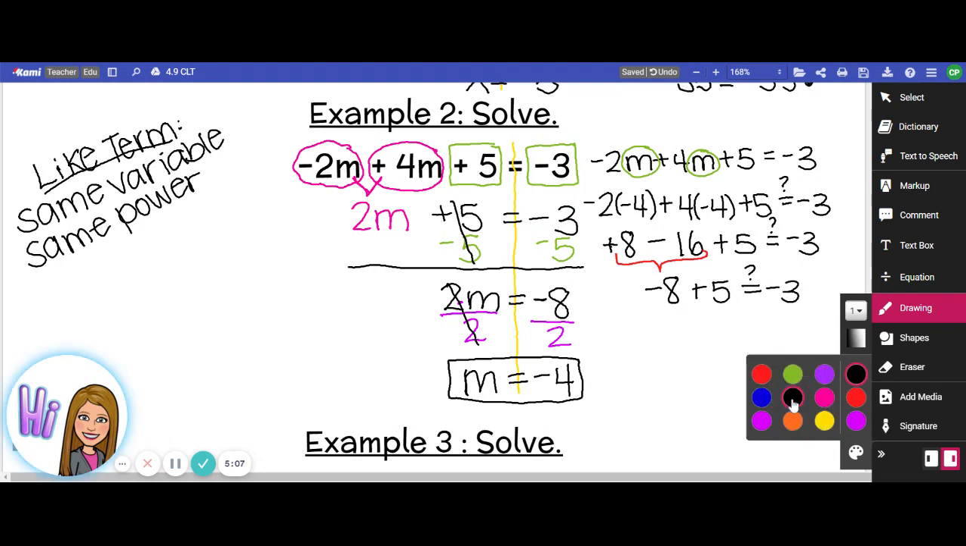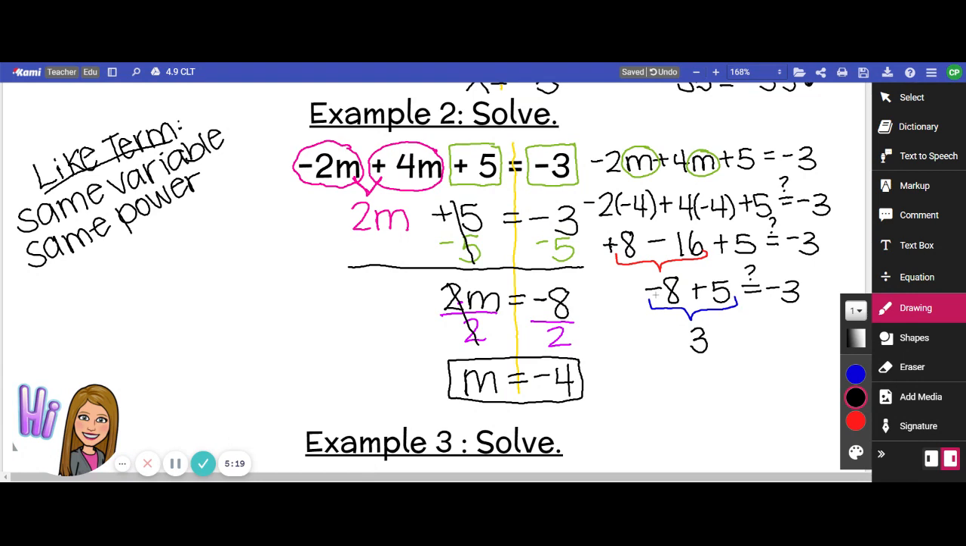So now we're going to combine negative 8 and positive 5. So they are opposite signs, so we're going to subtract. So 8 minus 5 is in fact equal to 3. And then 8 is larger, and 8 is negative, so it's going to be negative 3. Does negative 3 equal negative 3? Yes, it does. So m equals negative 4 is the correct answer.